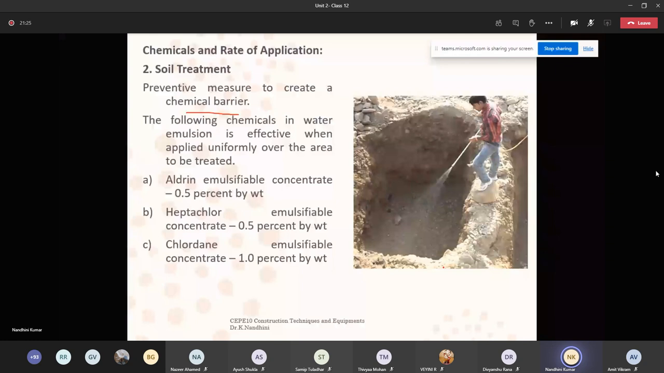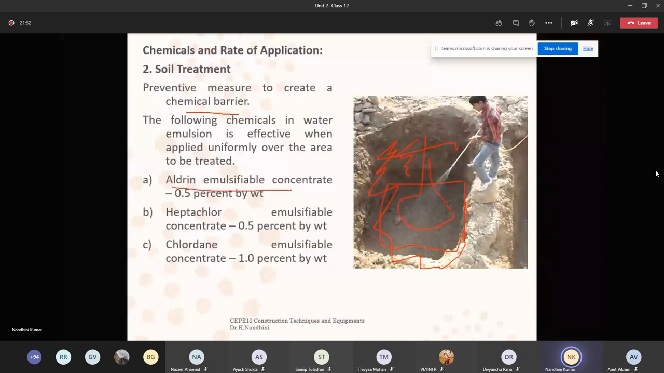The following chemicals in water emulsion are effective when applied uniformly over the area to be treated. We should make sure we are covering the entire surface. Not only at the bottom, we should be aware that we are spraying along the sides also, because the sides surround your structure. When you place your foundation here, these sides are exposed to your structure.